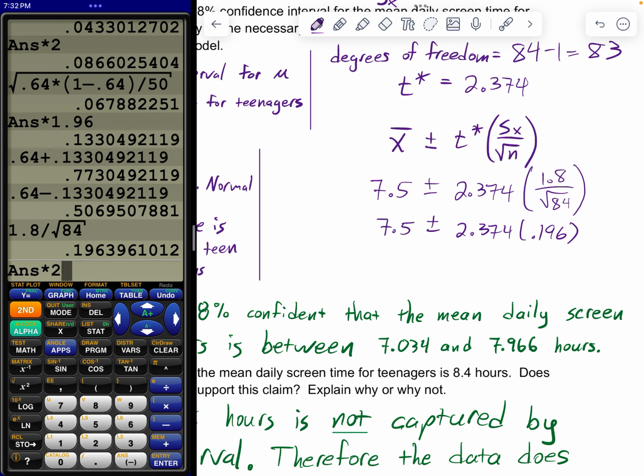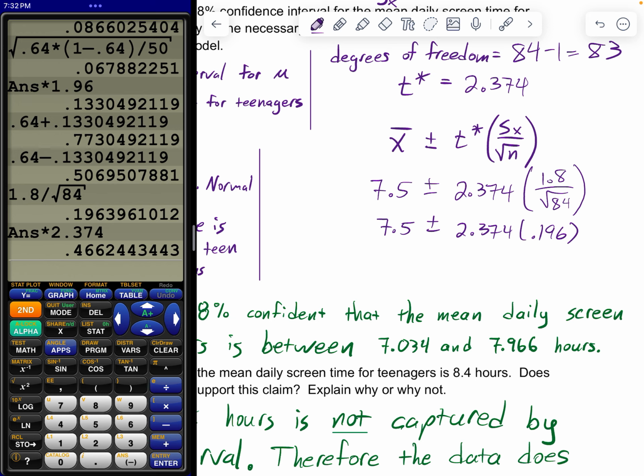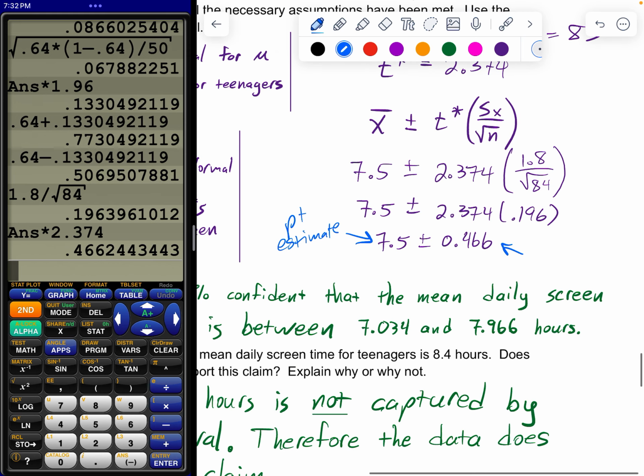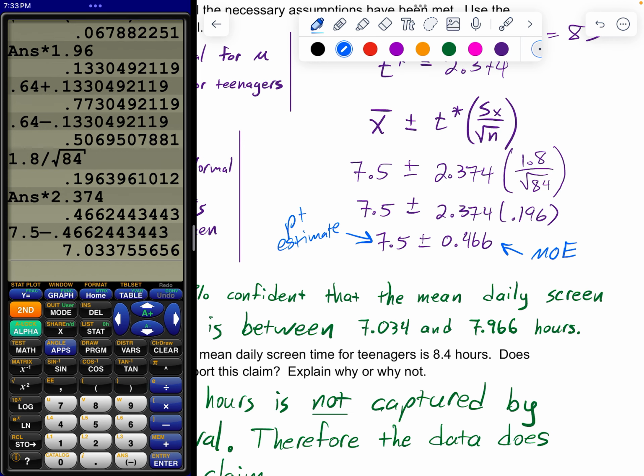If you multiply that by your T-star, that's the number of standard deviations that we need to include to capture 98% of all the possible samples. So I've got 7.5 plus or minus 0.466. Right? 7.5 is the point estimate. 0.466 is the margin of error. So 7.5 minus 0.466, that's the low end of my interval, 7.03.